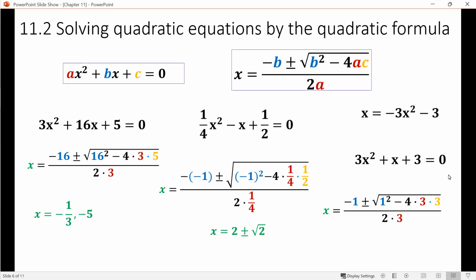Plug those guys into our quadratic formula, and we are going to get negative 1/6 plus or minus i root 35 over 6. And keep in mind, this could be written as negative 1 plus or minus i root 35 all over 6. You really have the option to break your fraction into multiple terms over the denominator or into all one term over the denominator. So that's using the quadratic formula.